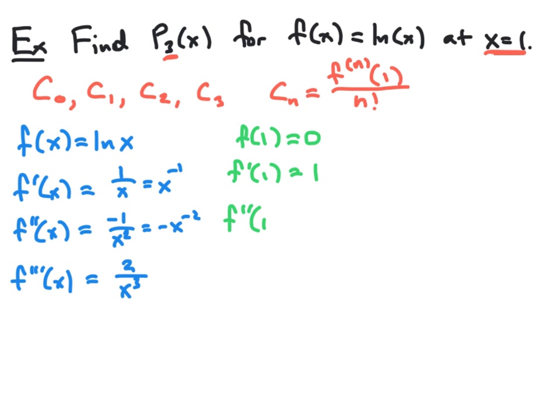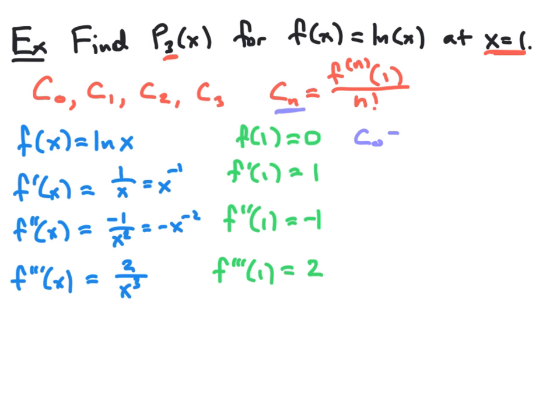F double prime of 1 will be negative 1 over 1 squared, which will be negative 1. And F triple prime of 1 will be 2 over 1 cubed, which is equal to 2. And so here are the numerators for all of our coefficients, C sub n, that we will need for our third Taylor polynomial. And now that we have these, we can find the coefficient C sub n by simply dividing each of these derivatives evaluated at 1 by the appropriate factorial.